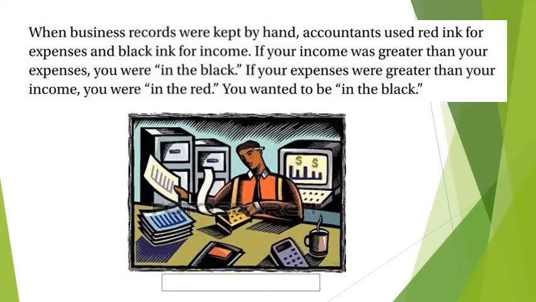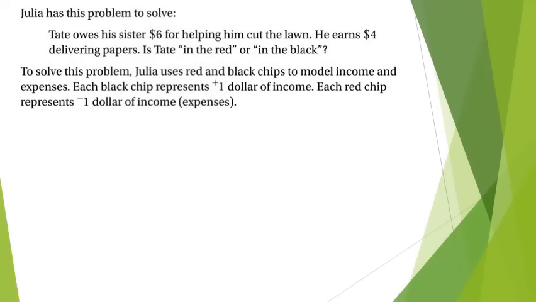So where does this idea of a chip model come from? Well, when business records were kept by hand, accountants used red ink for expenses and black ink for income. If your income was greater than your expenses, you were in the black. If your expenses were greater than your income, you were in the red. You wanted to be in the black. So let's look at a problem, and then we'll think about how the red and black concept comes back.